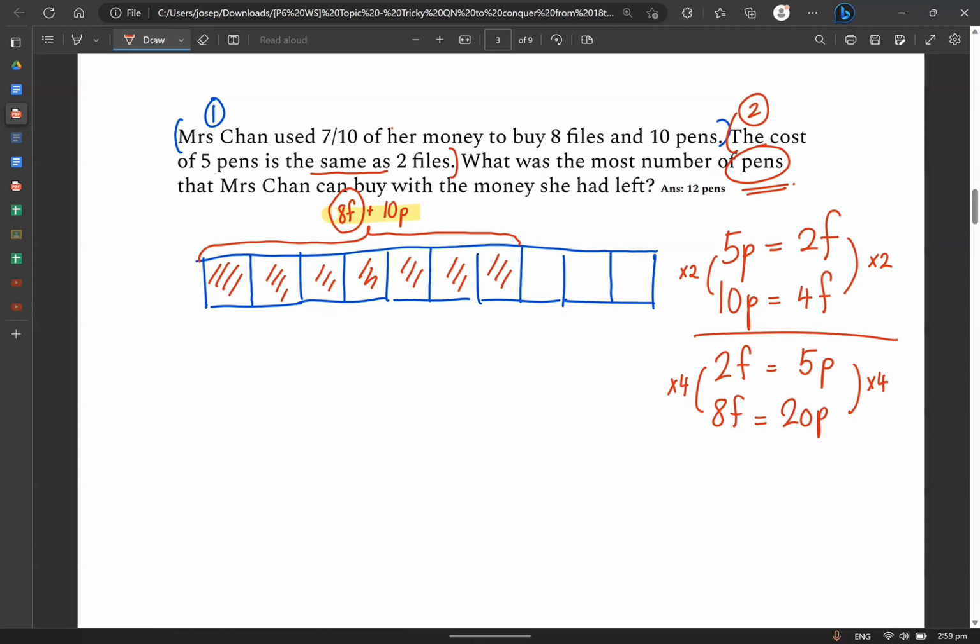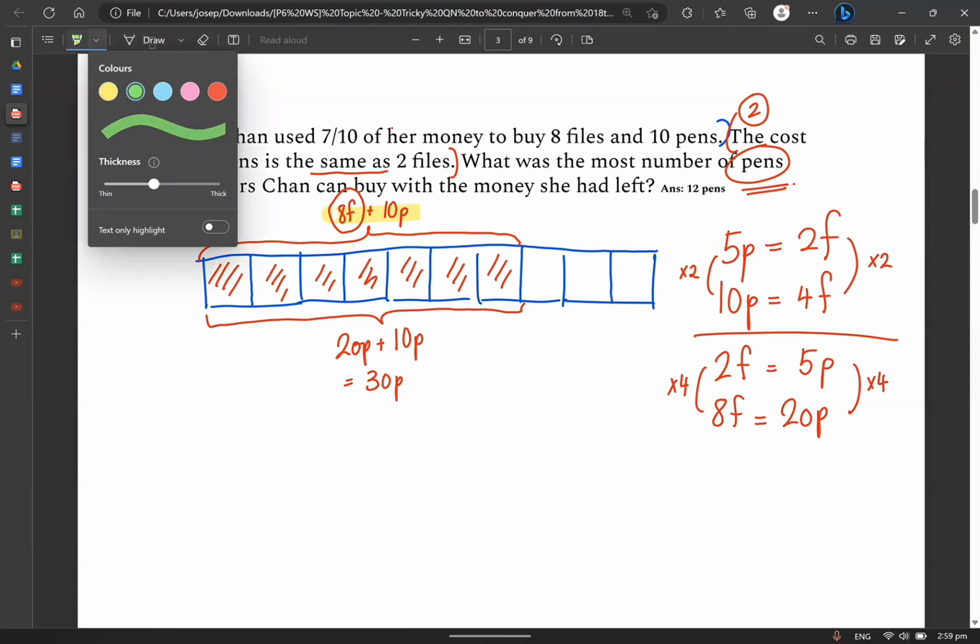Okay, so what I am actually telling you also, okay, is that 8 files plus 10 pence, if I want to buy everything in pence, I can actually buy 20 pence plus 10 pence. Let me say that again. If I want to buy everything, I want to use the 7 units of my money to buy pence, I can buy how many pence in total? 30 pence. Okay, now what is most important over here?